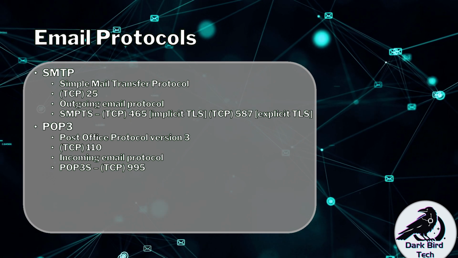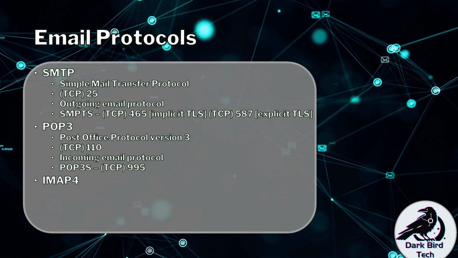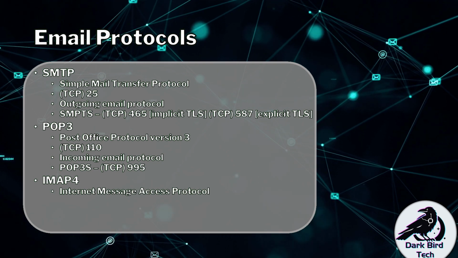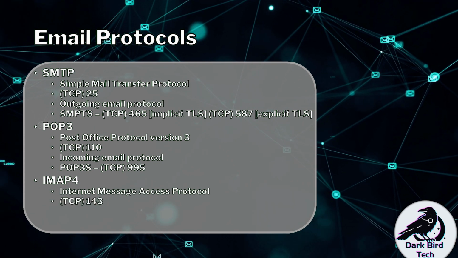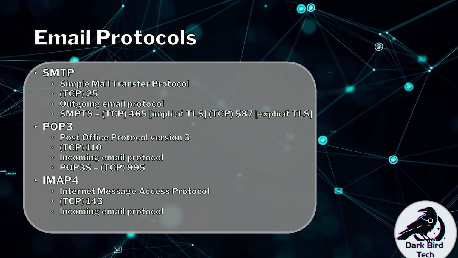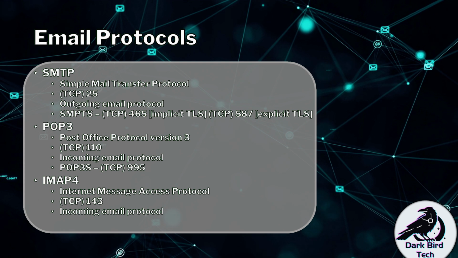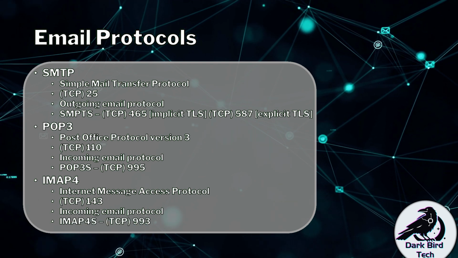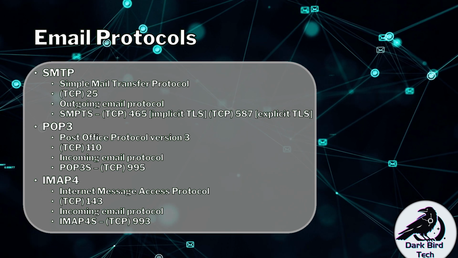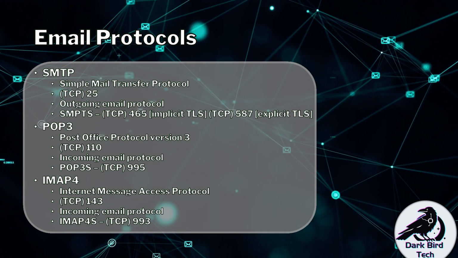What CompTIA does cover in Network Plus is IMAP4, or the Internet Messaging Access Protocol version 4. And it runs on TCP port number 143 and is, like POP3, an incoming or receiving email protocol. And there is an encrypted version using TLS called IMAP4S running on port 993. Now let's go and diagram what this all means.